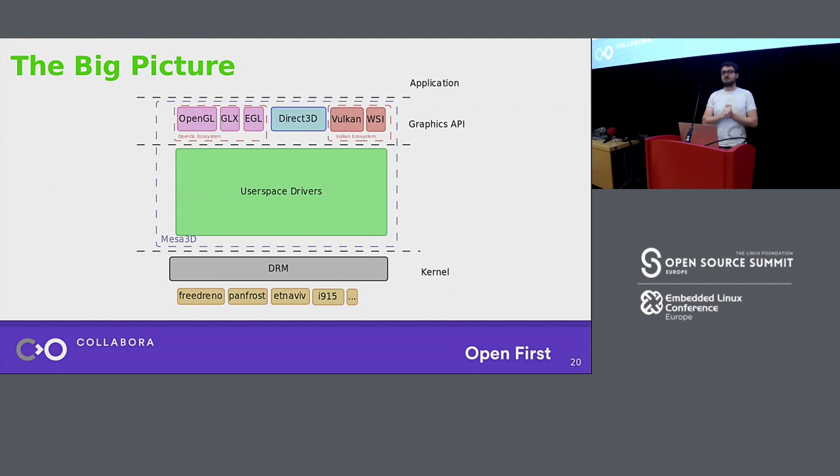When you look at the graphics stack, you actually have several components. The first one is the application. This application interacts with well-known graphics APIs. You have several of them. OpenGL is probably the most well-known one. You have Direct3D for Windows applications. And you also have Vulkan, which is quite new and probably taking over OpenGL at some point.